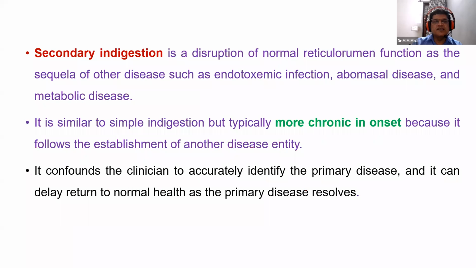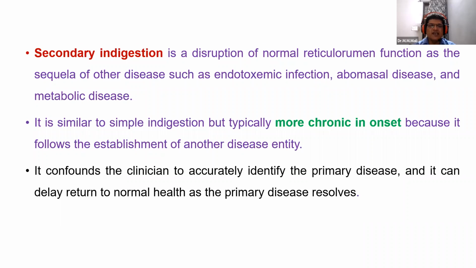The secondary indigestion is a disruption of normal reticulorumen function as the sequela of other diseases. The sequelae of other diseases such as endotoxemic infection, abomasal diseases, and metabolic diseases, causing indigestion, are always regarded as secondary indigestion in sheep and goats. It is similar to simple indigestion, but typically more chronic in onset because it follows the establishment of another primary disease entity. It confounds the clinician to accurately identify the primary disease, and it can delay return to normal health as the primary disease resolves.